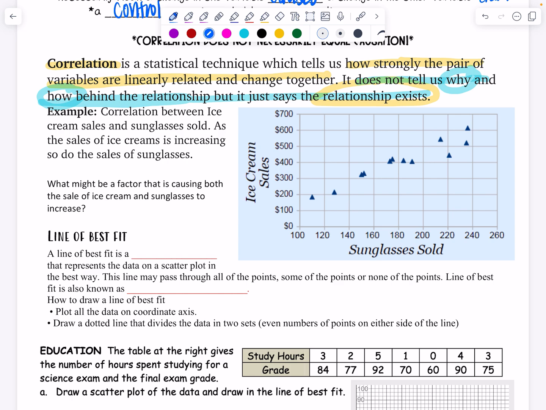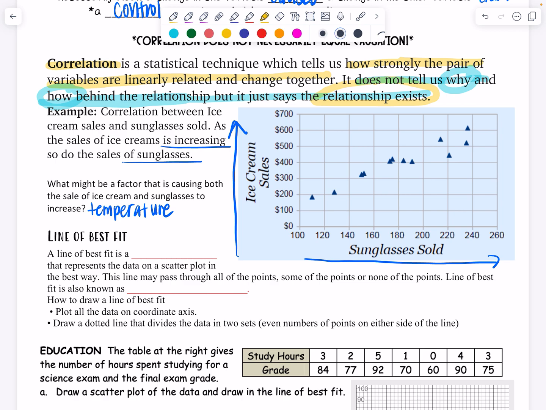So we have an example, and it's very close to what we just talked about. Correlation between ice cream sales and sunglasses sold. As the sales of ice cream are increasing, so do the sales of sunglasses. So they both increase. But what might be a factor that is causing both the sale of ice cream and sunglasses to increase? That is going to be like the temperature or the time of year. So there is in fact a positive correlation here, but we would not say that this is causation. One does not cause the other to happen.